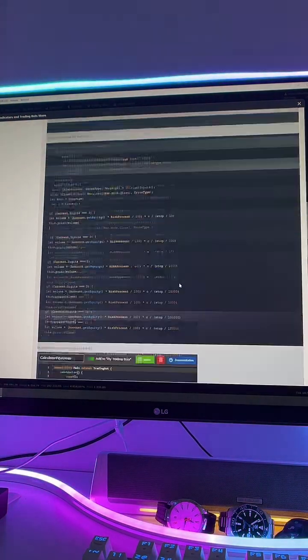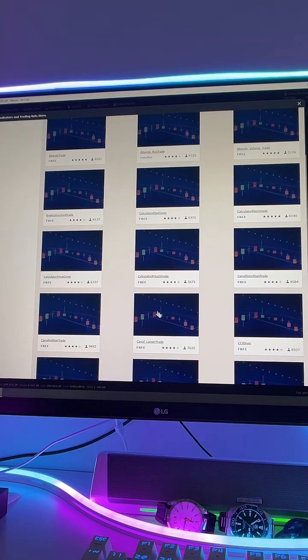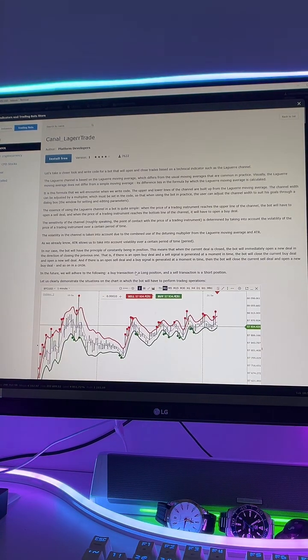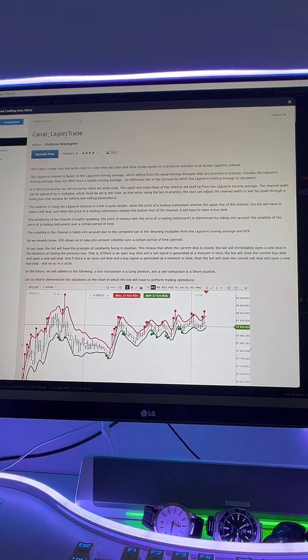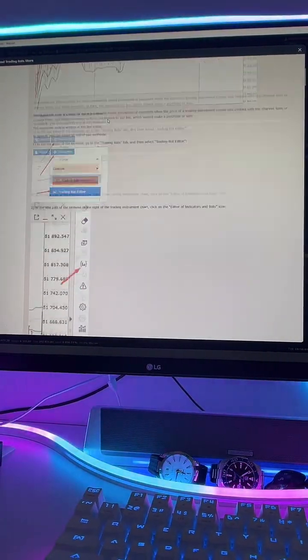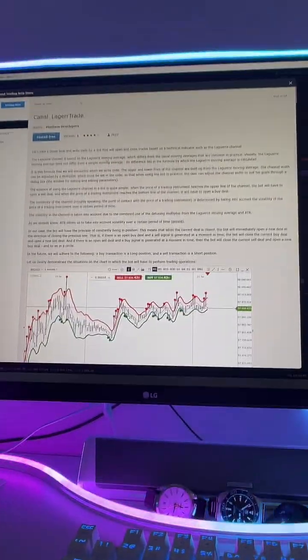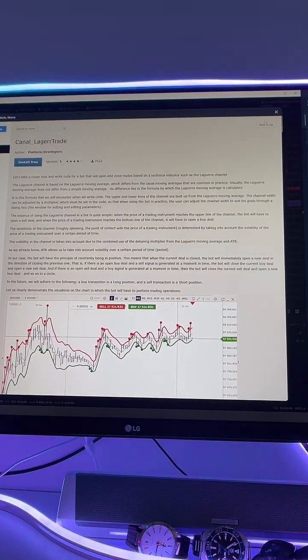So let's say we click this one, it'll walk you through that bot. Let's say we click this one, channel trade. It'll show you, okay, what does this bot do? How does it work? How to add it to the chart, etc., etc. Guys, I've never seen this on any other platform.